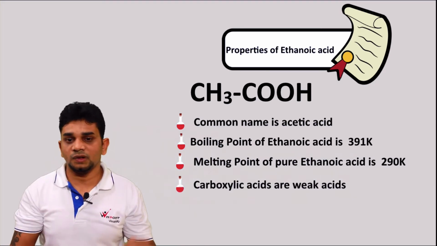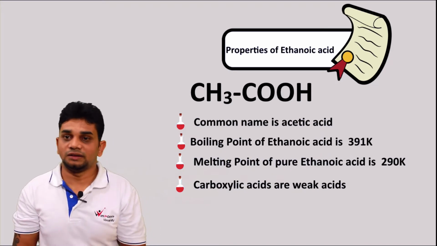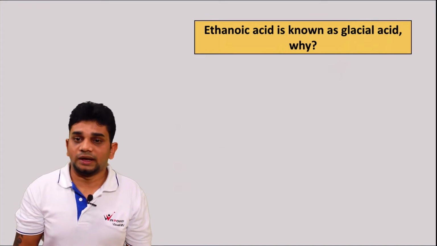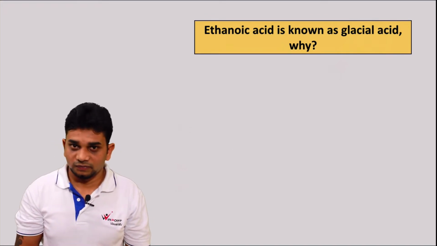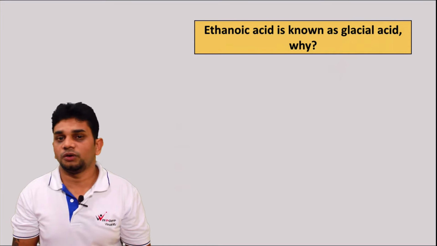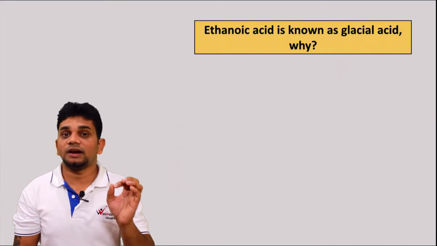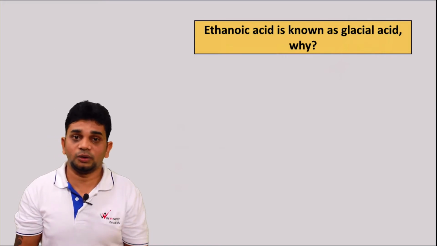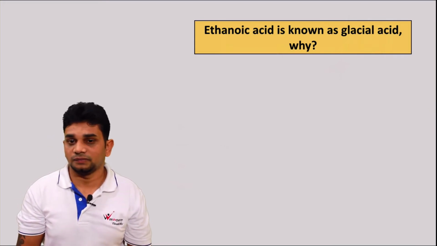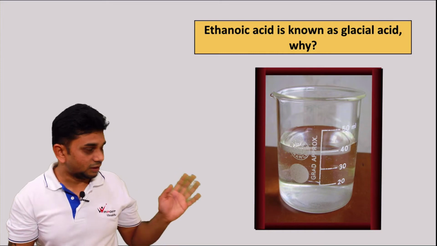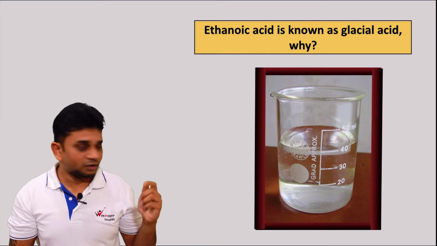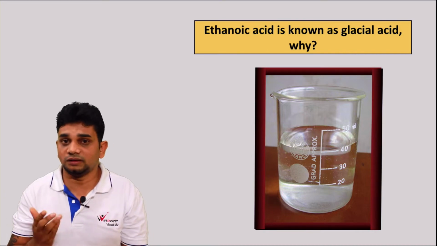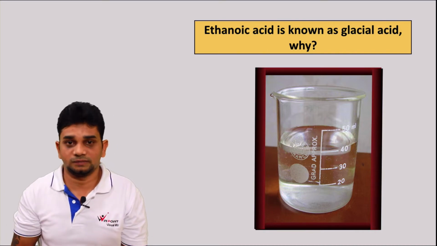Carboxylic acids are weak acids. It's a very important question. Ethanoic acid is known as glacial acid. Why? What is the melting point of ethanoic acid? It is 290 Kelvin. It's very important. The freezing point of ethanoic acid is 290 Kelvin. Here, this is ethanoic acid. It is in liquid state, right? Ethanoic acid is in liquid state at normal temperature.